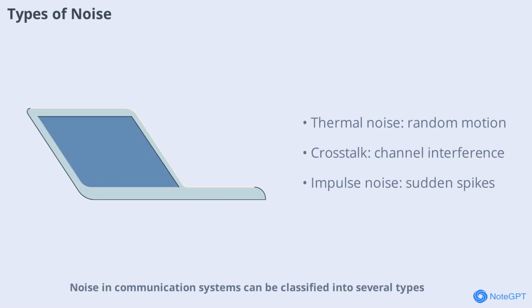Understanding the nature of noise is crucial for designing effective communication systems that can minimize its impact. Noise in communication systems can be classified into several types. The most common categories include thermal noise, intermodulation noise, crosstalk, and impulse noise. Each type has its own unique characteristics and sources. For example, thermal noise is caused by the random motion of electrons in a conductor, while crosstalk occurs when signals from one channel interfere with another. By identifying the type of noise present, engineers can develop targeted strategies to reduce its effects.